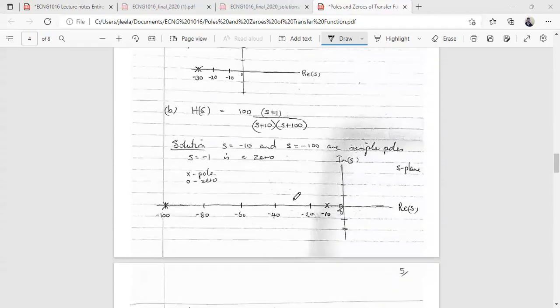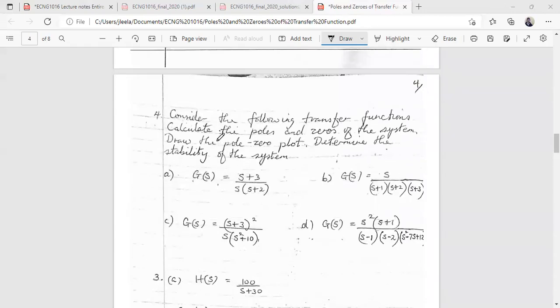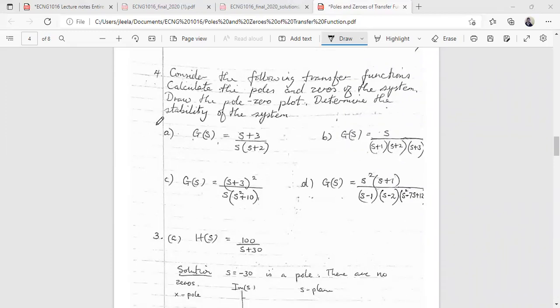Okay, so let's look at question 4 now. Consider the following transfer functions. Calculate the poles and zeros of the system. Draw the pole-zero plot. Determine the stability of the system. So you have A, B, C, and D.